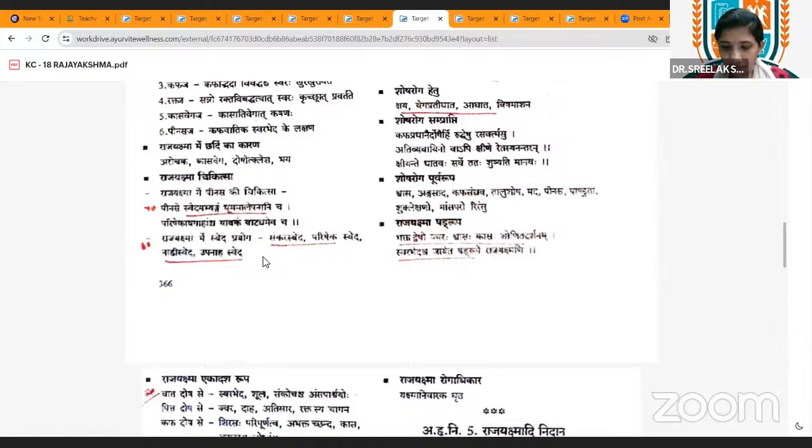Then coming to the Upadrava, mainly 7 types of Upadrava are mentioned in Rajyakshma. So Upadrava of Rajyakshma is 7, and Nidana of Rajyakshma is very important. It is 4 in number.